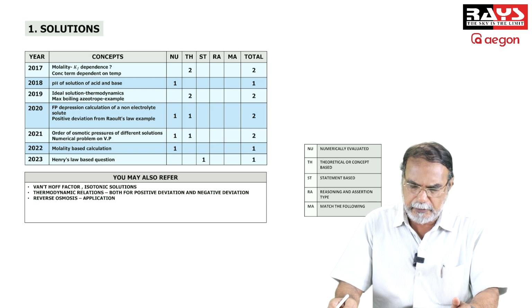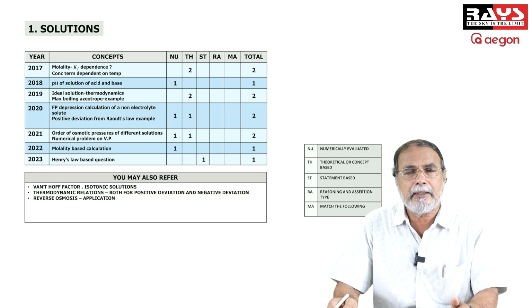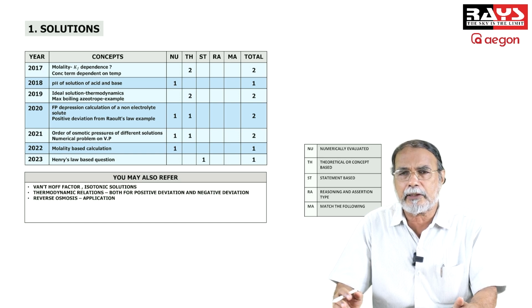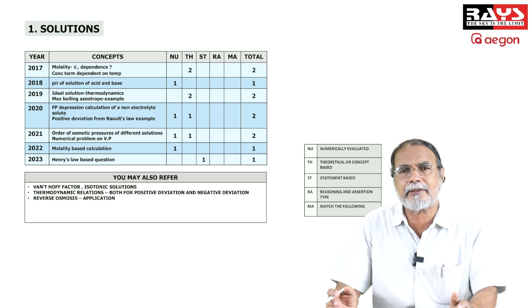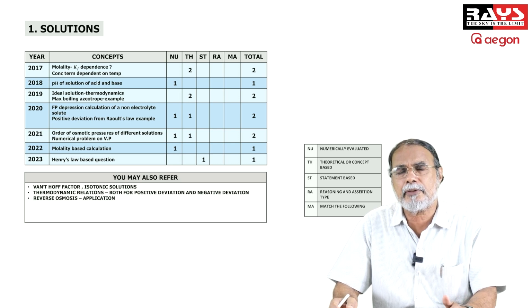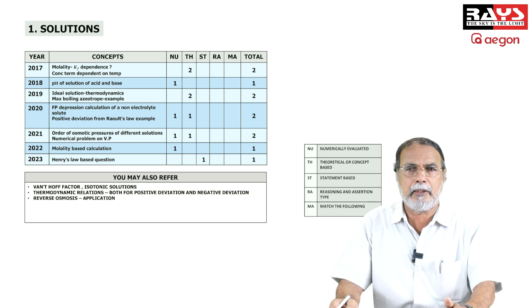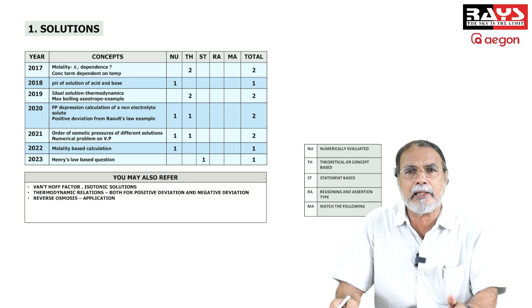2021 had a question on osmotic pressure, the order of osmotic pressures of different solutions. You will be given solutions of electrolytes and non-electrolytes, and from that you will be able to select the solution for which osmotic pressure is the highest. Okay, it's a colligative property. So naturally, when the number of moles or the number of molecules is more, obviously the osmotic pressure will also be higher. And then in 2022, there was a question based on molality calculation.